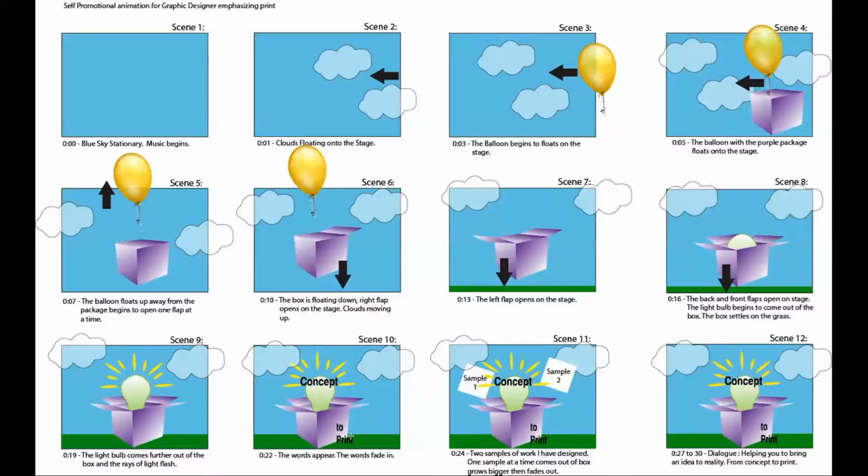And then here, like in scene 11 where it says one sample at a time comes out of the box and gets bigger and then fades. How would you make that look like it's coming out of a box? Would that be what was the term you just used? Like we were just discussing with the light bulb. The light bulb coming out of the box would be the same thing as the samples coming out of the box, where you would have to draw it piece by piece.